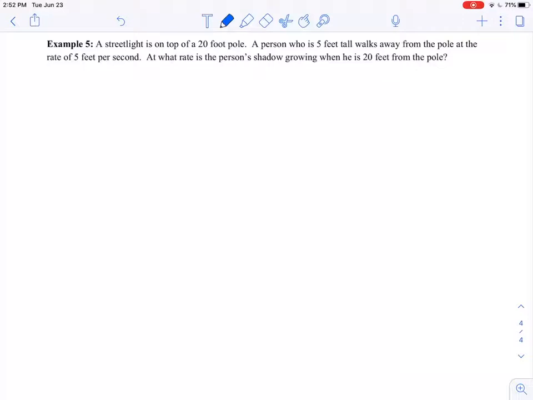Let's look at one last related rates example. Here I have the streetlight problem. This is another classic example that you'll see in every calculus textbook. A streetlight is on the top of a 20-foot pole. So let's just draw that first.